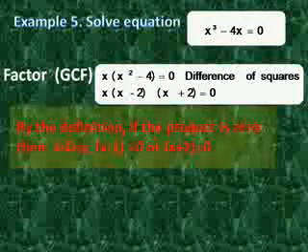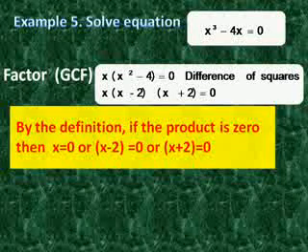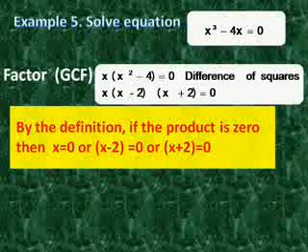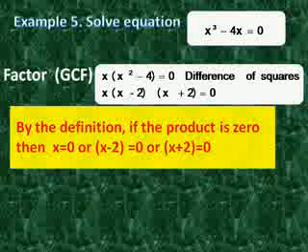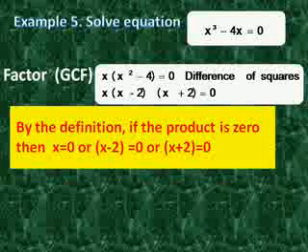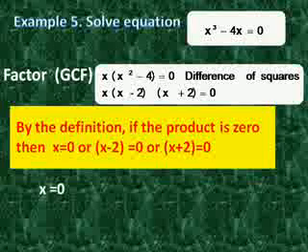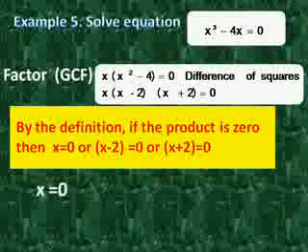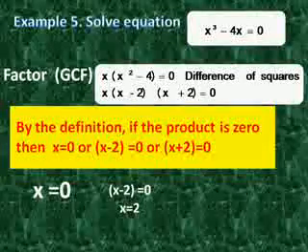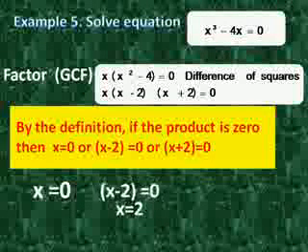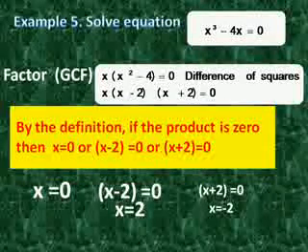By the definition, if the product is 0, then x could be 0, or x minus 2 could be 0, or x plus 2 is 0. First solution, x is 0. Second solution is x is 2. And the third solution is x is negative 2.